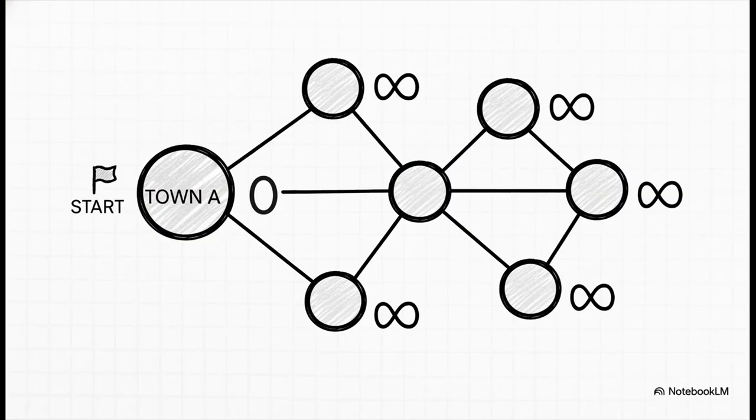So first things first, we need a way to keep track of the best time we've found so far to get to every single town. But at the very beginning, we haven't gone anywhere yet, so we have no idea how long it takes. We'll label every town with a cost of infinity. The only one that's different is our starting point, Town A. It costs 0 minutes to get there, because we're already there.